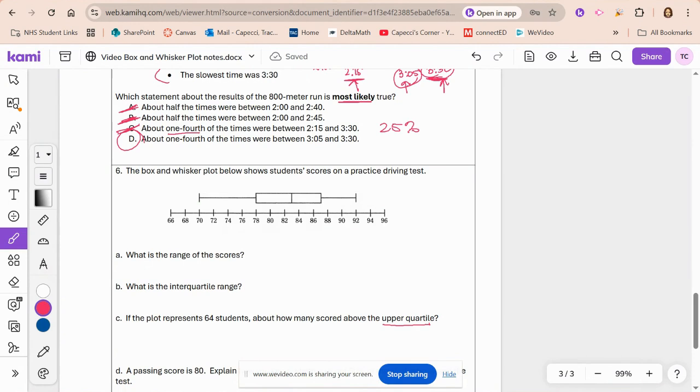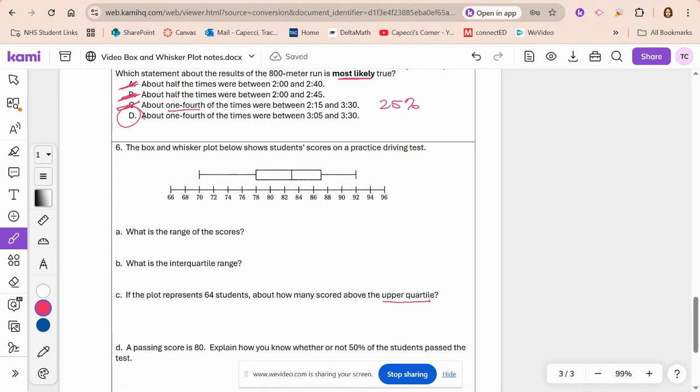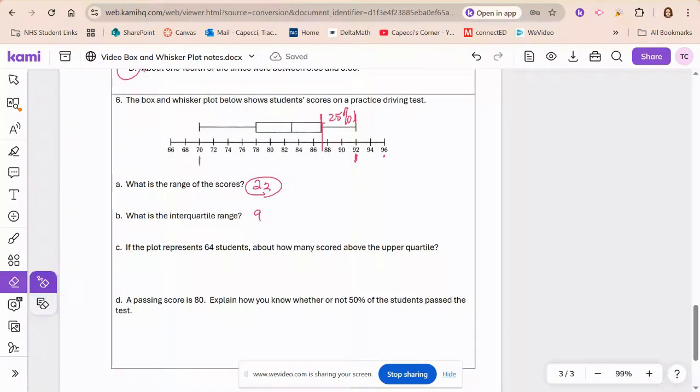All right, let's keep going. They give us a box and whisker this time, and they're asking us to take a look at it. It shows students' scores on a practice driving test. What is the range of the scores? So remember, the range is the biggest minus the smallest. So 92 minus 70 gives me 22. Interquartile range is between my quartiles. So I have 78, and that looks about 87. So that's going to be 9.